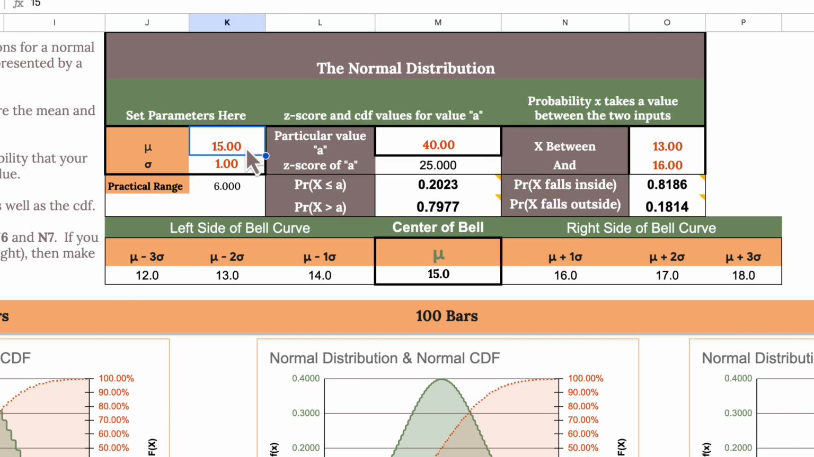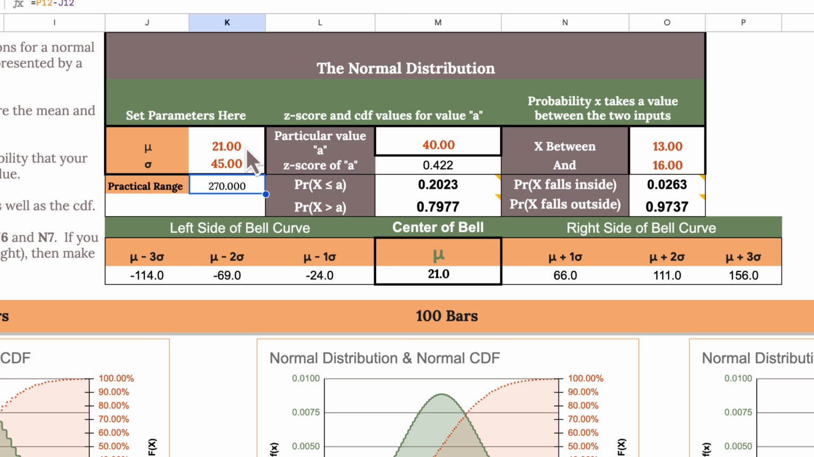So if we tell you that a population has a mean of 21 and it has a standard deviation of 45, well, you're going to enter in those values, 21 and 45, and then there might be a couple things that we would ask you. Like we would say, well, what is the z-score associated with a value of 40? And you'd say, oh, well, the z-score associated with a value of 40 is 0.422. In other words, 40 lives 0.422 standard deviations above the mean. Well, what's the mean? The mean is 21.